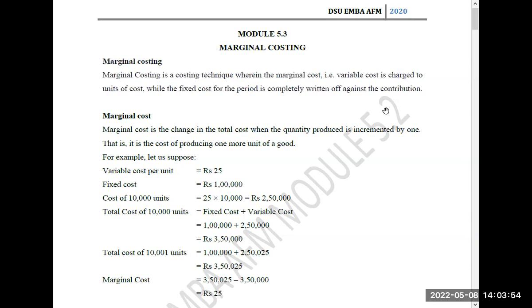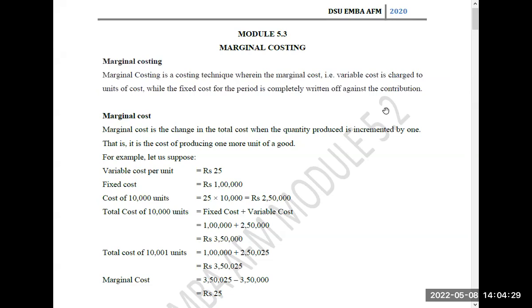Because of that, we have to identify what marginal cost is. Before we go to break-even point, according to marginal costing, look at this slide. Marginal costing is a costing technique wherein the marginal cost, otherwise we can call it variable cost, is charged to the unit of cost, while the fixed cost for the period is completely written off against the contribution.